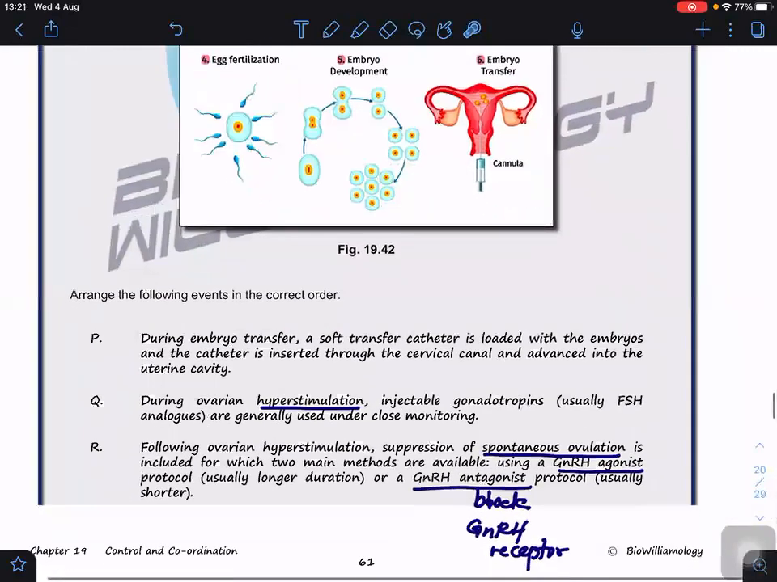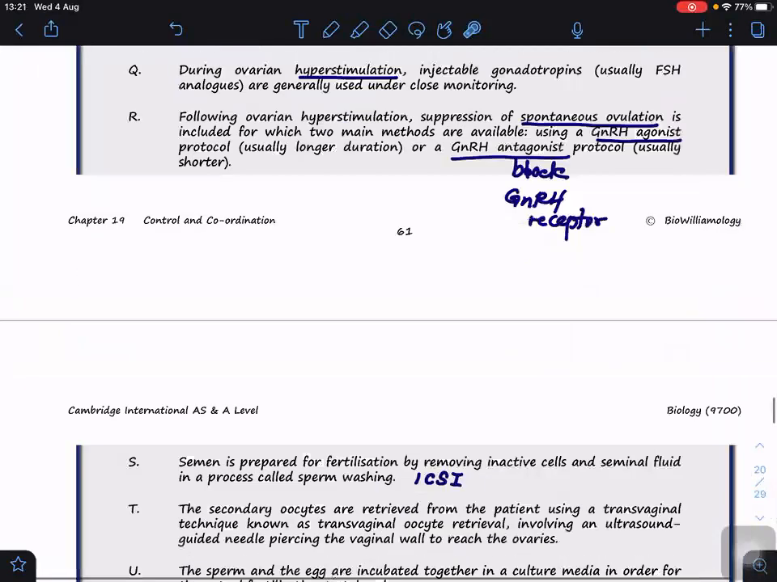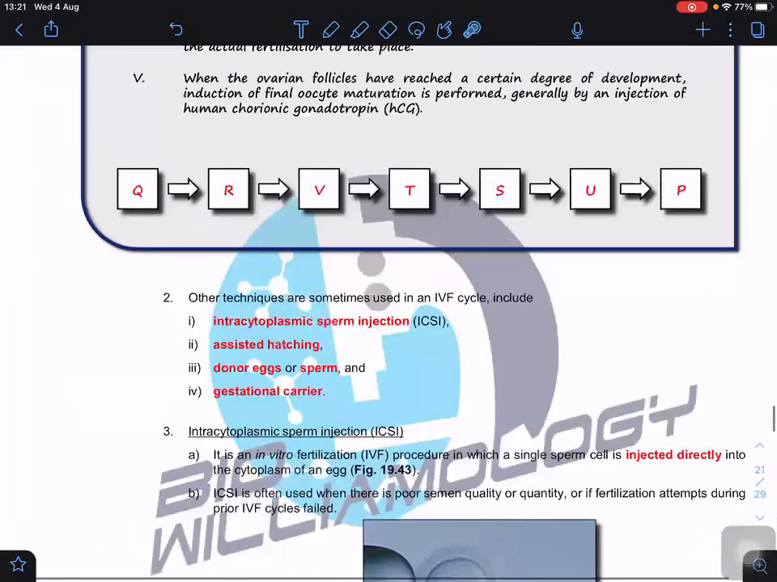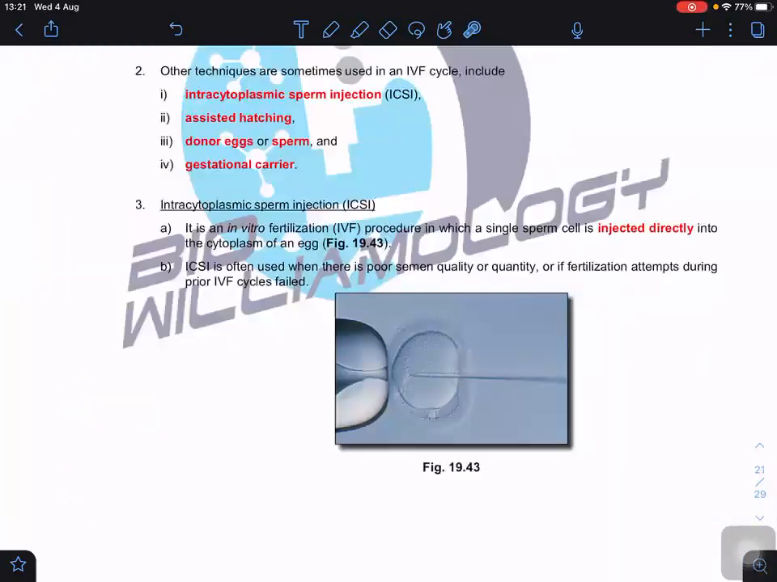Other techniques are sometimes also used together with IVF, for example, intracytoplasmic sperm injection, ICSI, which I just mentioned, or assisted hatching, donor egg or sperm, and also gestational carrier. Okay, so we're going to look at all of them. One of these you may want to put in the essay question talking about IVF is the first one only. The rest is not in our syllabus.